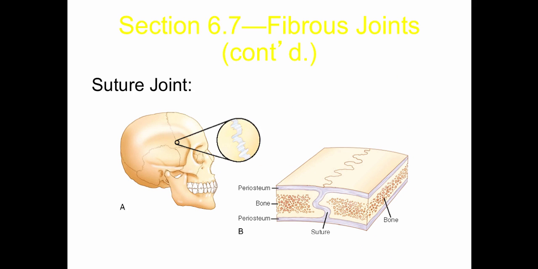Another type of fibrous joint is a suture joint, and they are generally considered to allow little or no movement in later life. A good example is the suture joint in the skull.